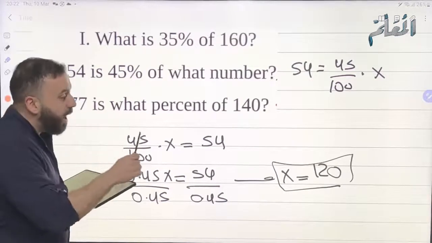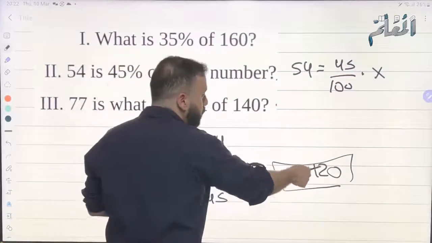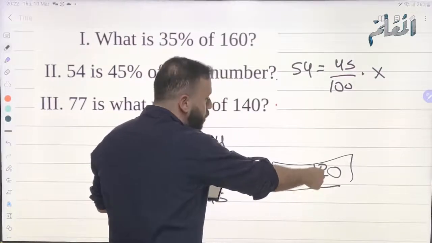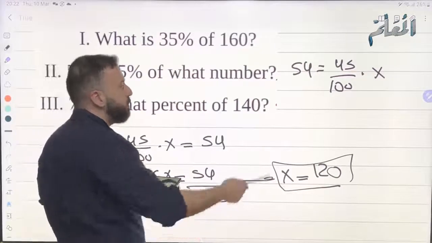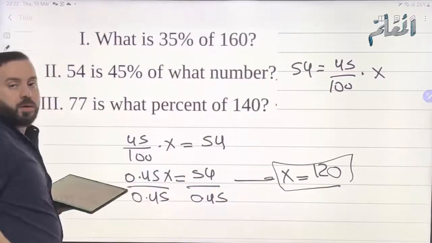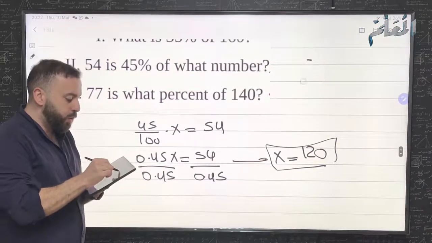So if I multiply 45% by 120, what's the answer in this case? The answer is going to be 54. This is the second question. Okay, the third one in question 2.